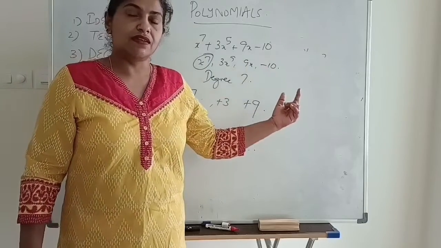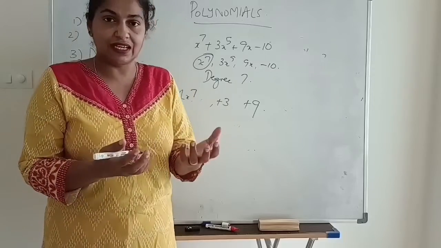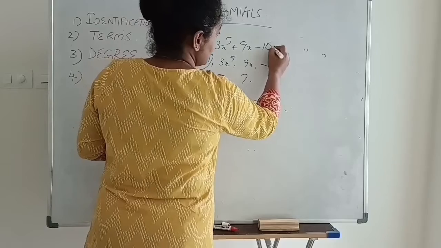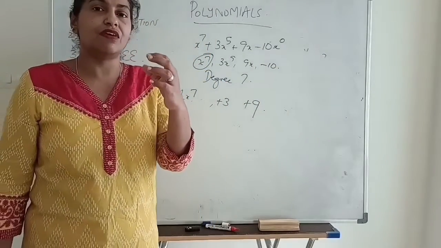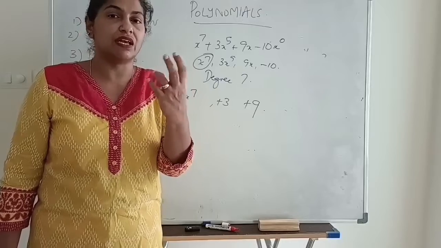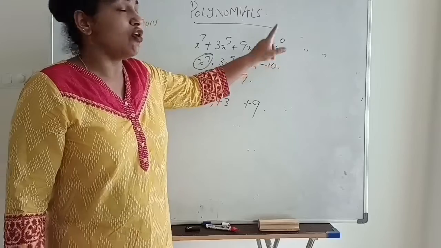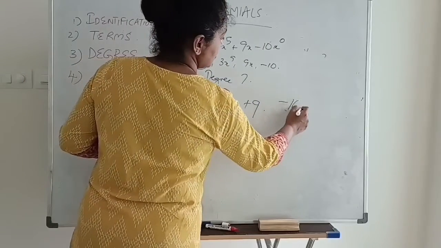What about the fourth case? Do you find a variable there? You can see that it is a minus 10 over there. There is a variable which is raised to a power of 0. What is x raised to 0? Any value raised to 0 is a 1, except 0 raised to 0. So, what is the coefficient of the term x raised to 0? It is a minus 10.